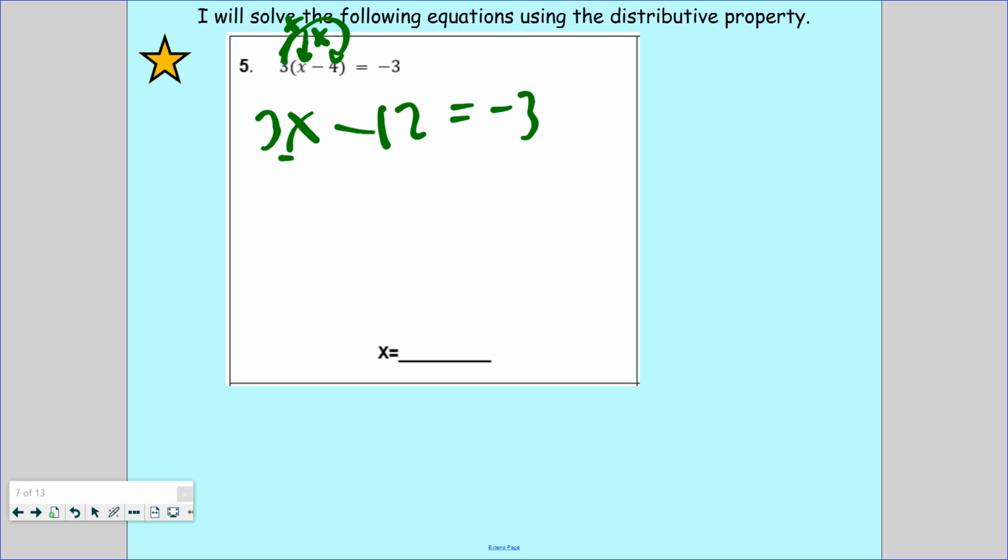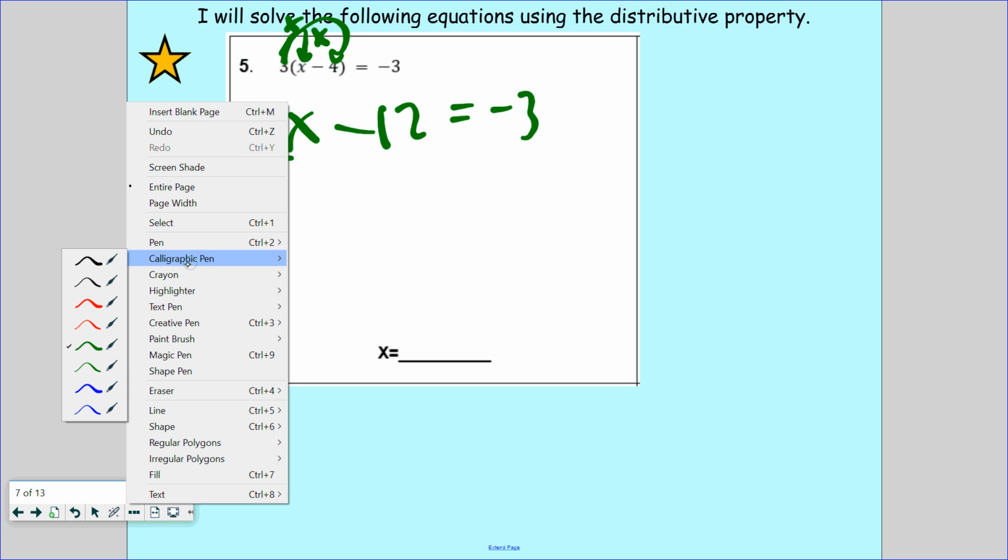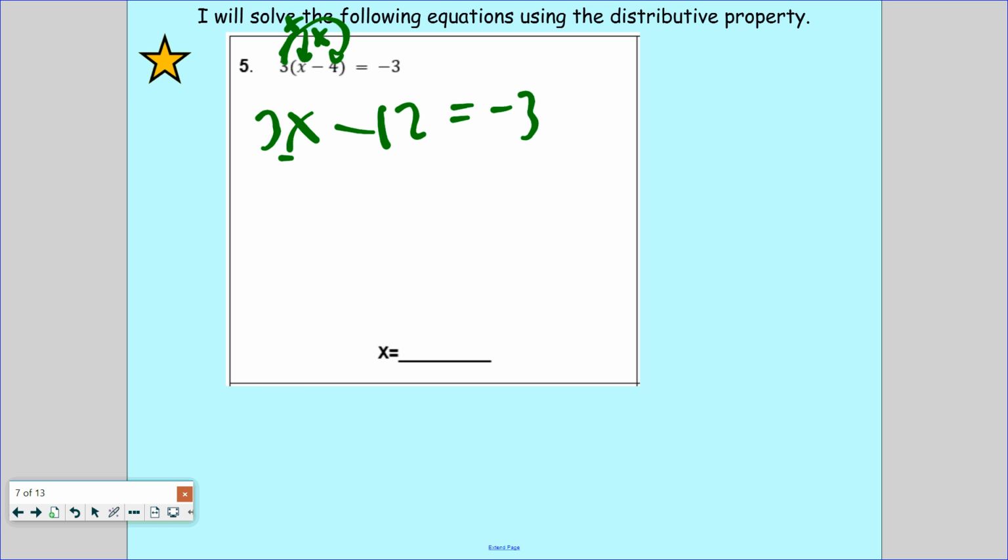I need to isolate x. How am I going to isolate x? I'm going to do the inverse operation of -12 with +12. +12 bounces to the other side. This cancels. 3 cancel with 0 pairs.